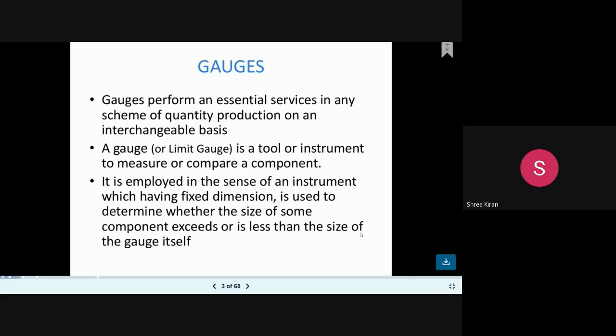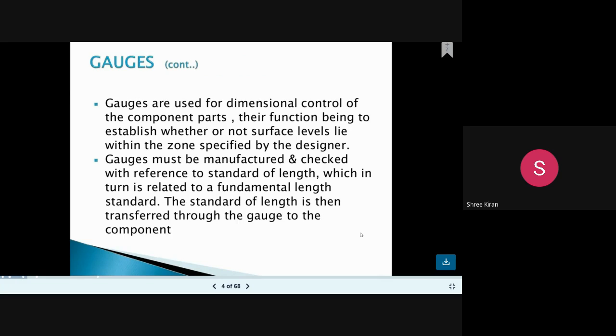The gauges perform essential services in any scheme of quantity production. The gauges are used for dimensional control of the component parts, their function being to establish whether or not surface levels lie within the zone specified by the designer. Gauges must be manufactured and checked with reference to standards of length, which are related to the fundamental length standard.